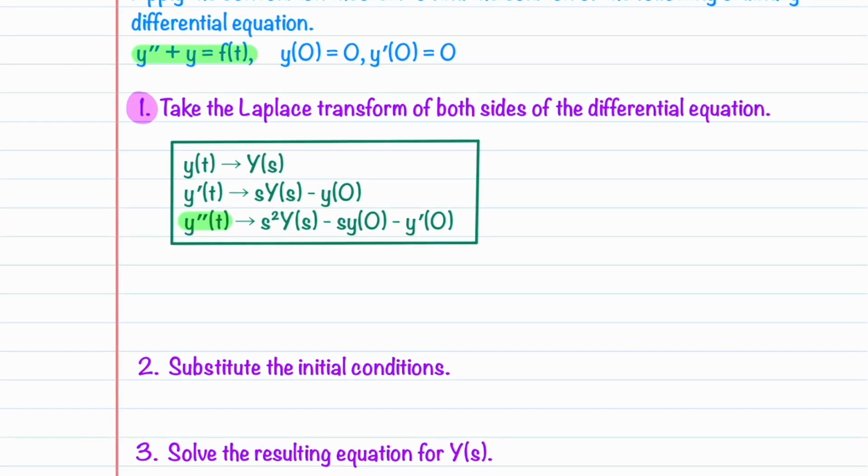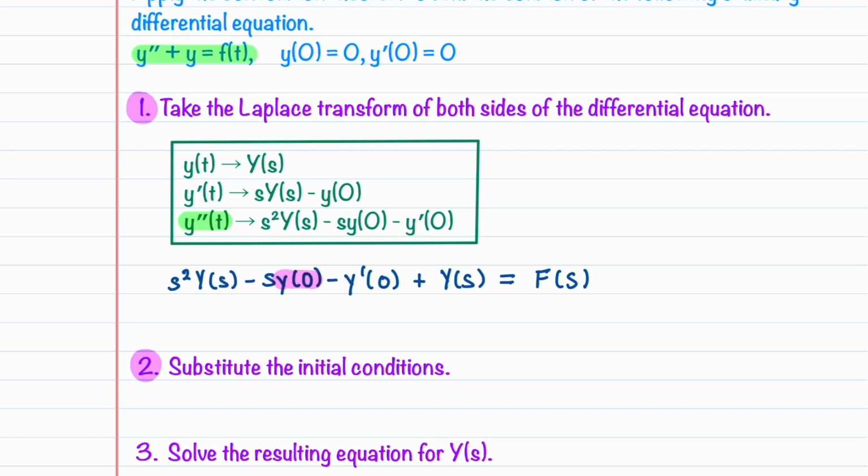Y double prime of t is s squared capital Y of s minus s times little y of 0 minus little y prime of 0. Those are our initial conditions, plus the Laplace transform of y, which is capital Y of s. And then on the right-hand side, we have the Laplace transform of little f of t, and that is capital F of s.